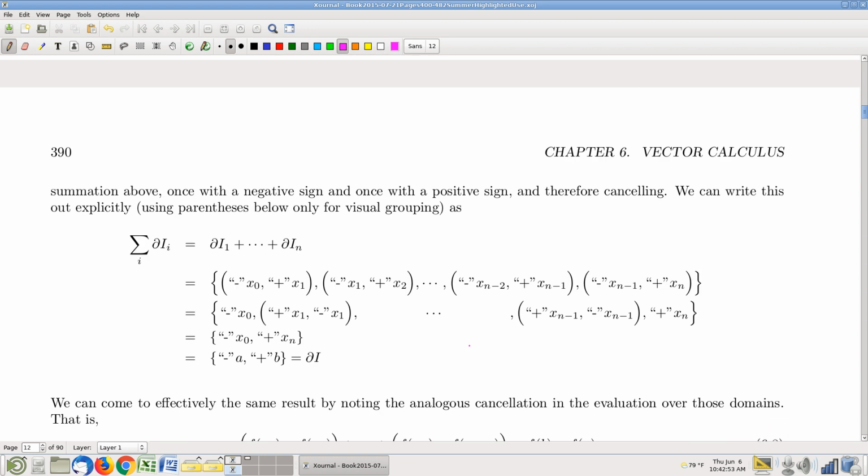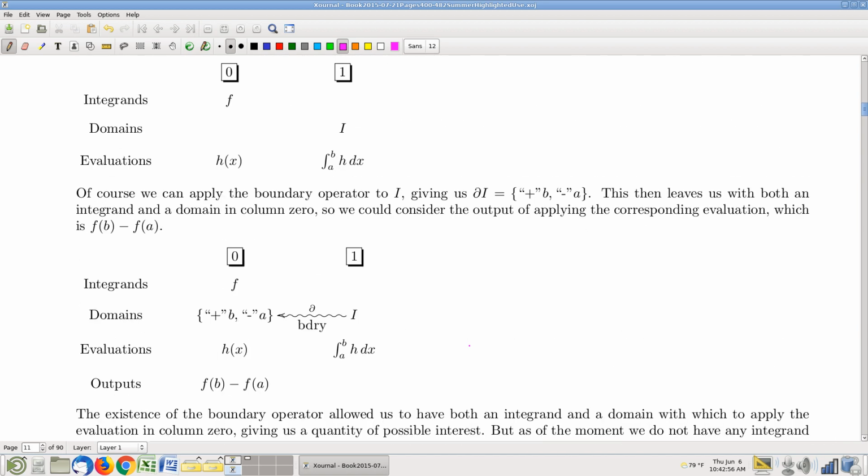So I'm going to go back up here to where we were. I had f of b minus f of a. My goal was to view it as an integral of something, so that I could identify what that something is, so that I could know what operator to put there. And now I see that that something is the derivative.